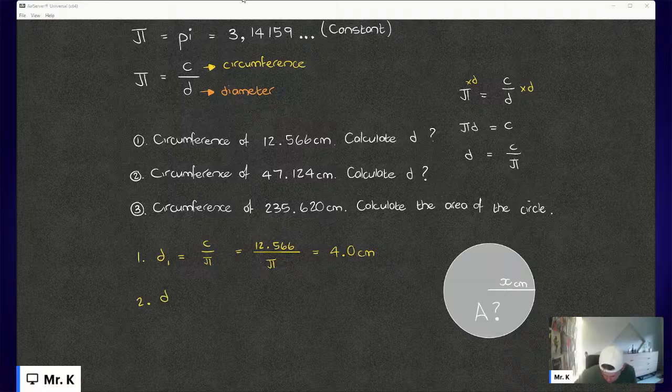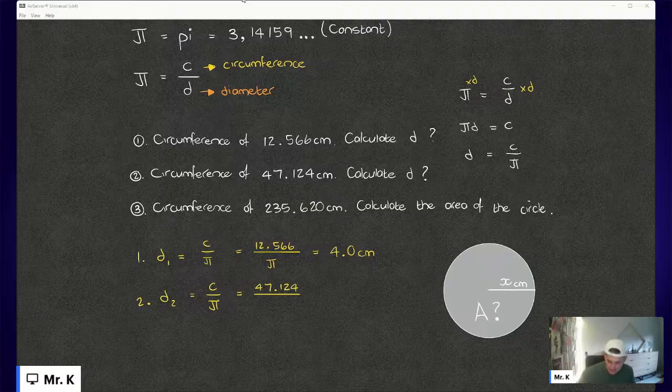The same applies for question number two. Looking at the diameter, when we are looking for the diameter, we can take the circumference of the circle divided by pi. We were given the circumference. It's a value of 47.124 centimeters. Again, the centimeters do not matter because pi is unitless. Okay. Again, you can put this into your calculator manually. 47.124 over pi gives us a value rounded to 2 decimal places of 15.0 centimeters.